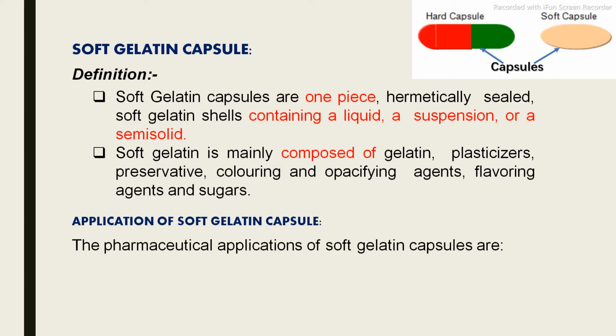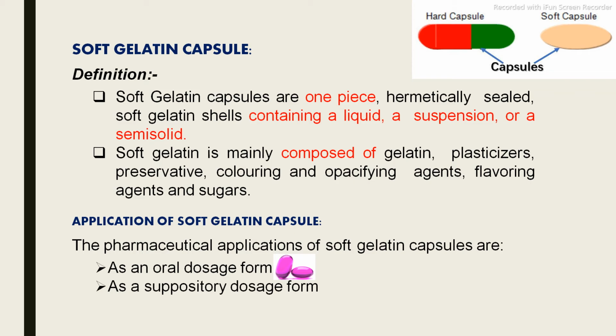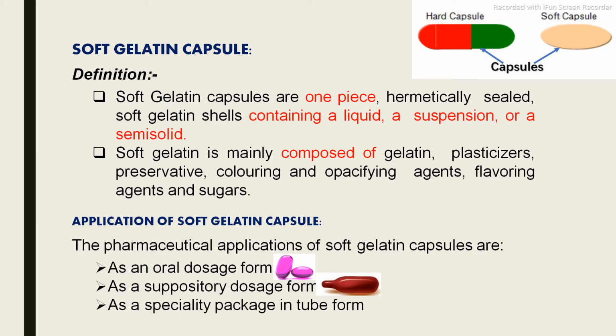What are the applications of soft gelatin capsules? We can use this soft gelatin capsule as an oral dosage form. This is mainly the soft gelatin capsule we use for oral dosage form, but it has some other applications also: it can be used as a suppository type of dosage form and as a specialty package in tube form.